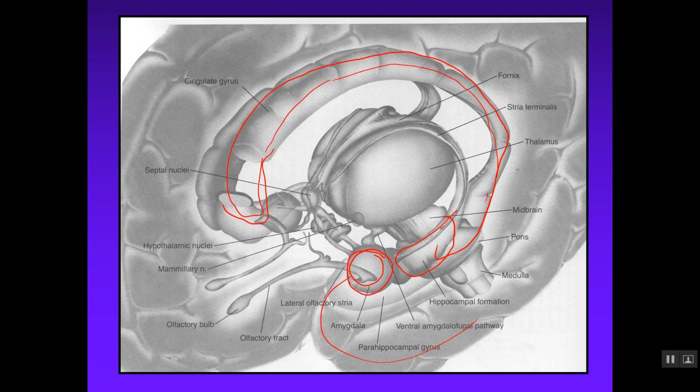The hypothalamus they don't show here, I don't think. I don't see a hypothalamus here. Some people consider the olfactory system, the olfactory bulb and tract, as part of the limbic system because it goes directly into your medial temporal lobe, near that uncus and parahippocampal gyrus region.